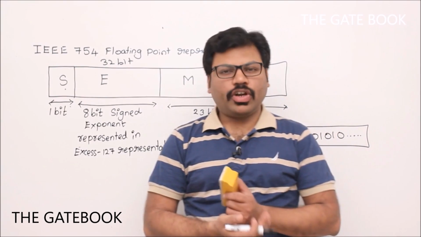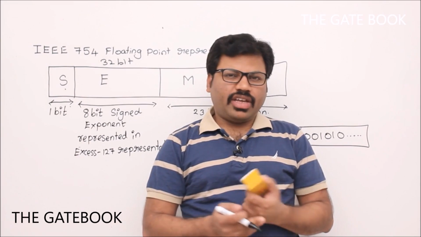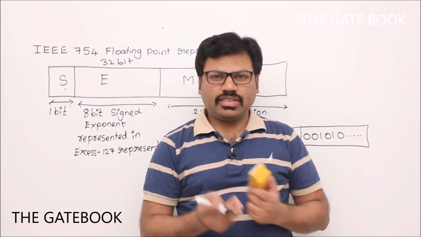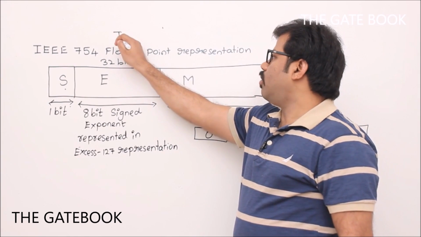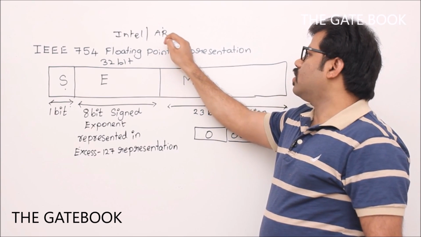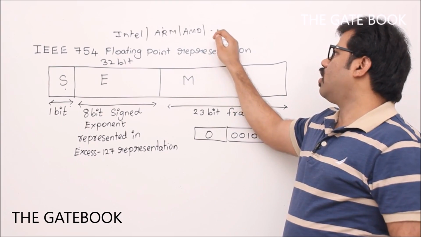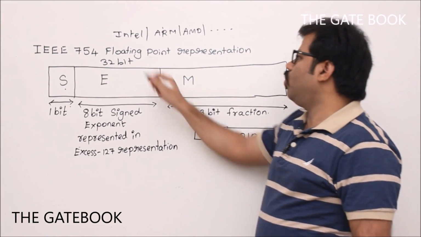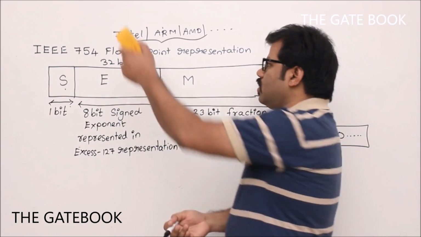We'll see how these floating point numbers can be represented using a computer, right? Computers means what? There are various architectures, and various vendors design these architectures. Some of them are Intel, and we have ARM processors, AMD processors, Celeron processor, MIPS. There are a lot of people who create these architectures, otherwise who design processors.